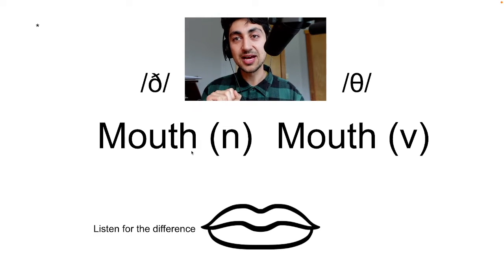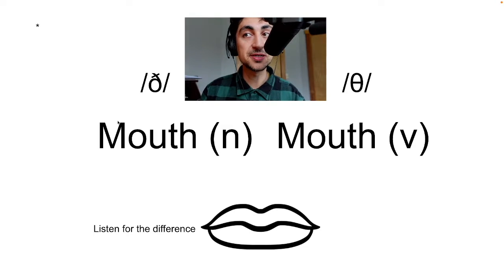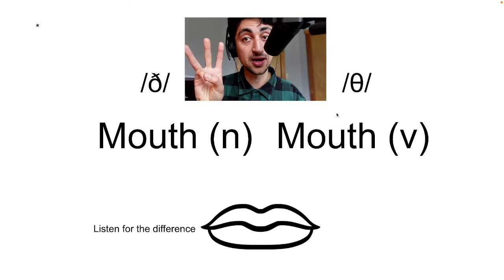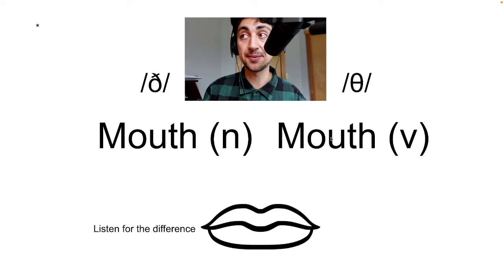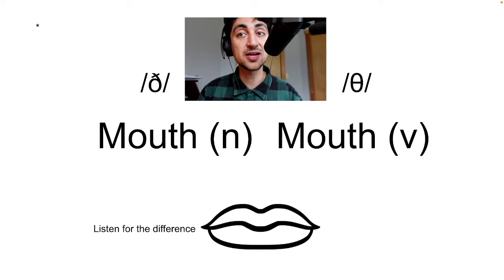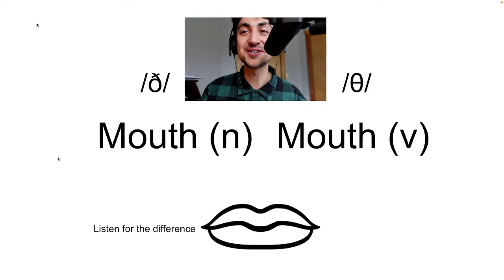We did this in the last video with the consonants between B and V, and we're going to do the same activity again. I'm going to say mouth, mouth, and then I'm going to repeat one of these words a third time. So if you don't get this the first time, you should be able to figure it out next time. First time, ready?